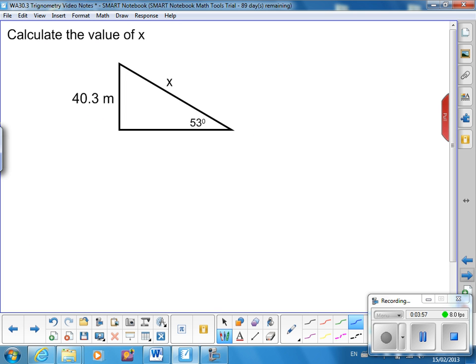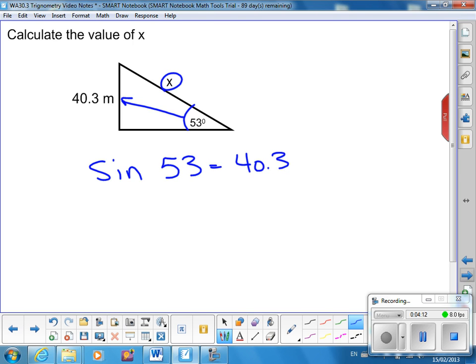Okay, calculate the hypotenuse in this case. And so from the angle, the side across from it is opposite, and we're looking for the hypotenuse. So we're going to use the sine function. Okay, push into your calculator sine 53, you get 0.7986x equals 40.3 over x.